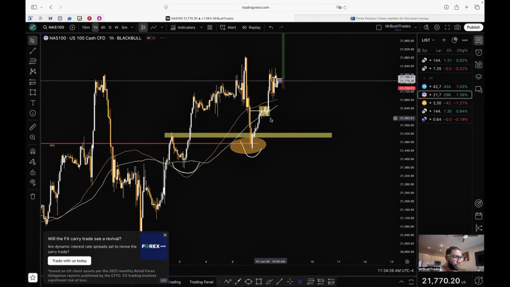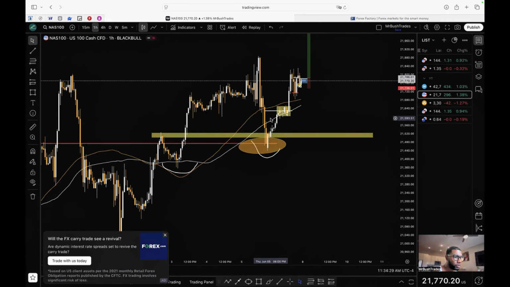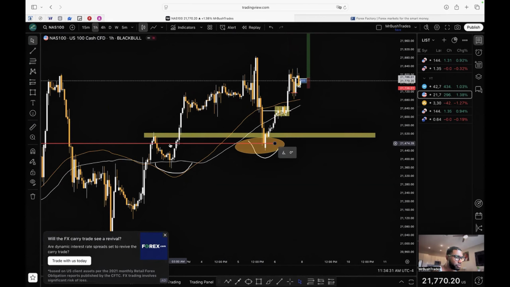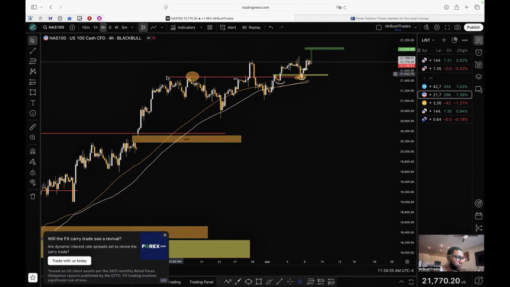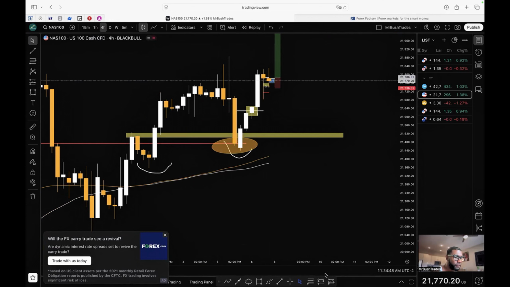I had already pre-marked this up. So we had this previous H4 resistance that then broke, made a higher low point, and then broke it again, then came back to retest it, right? And we did have a fib slapped on here. So we had point A to point B.